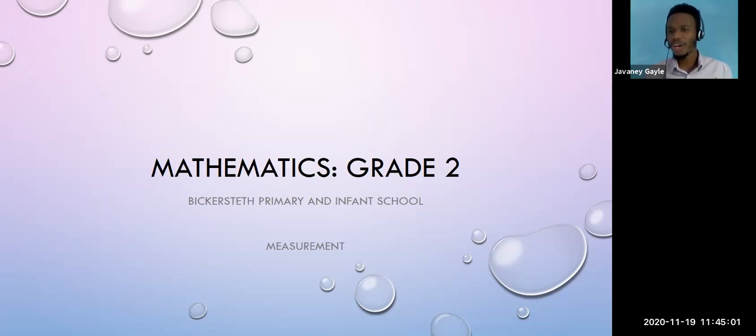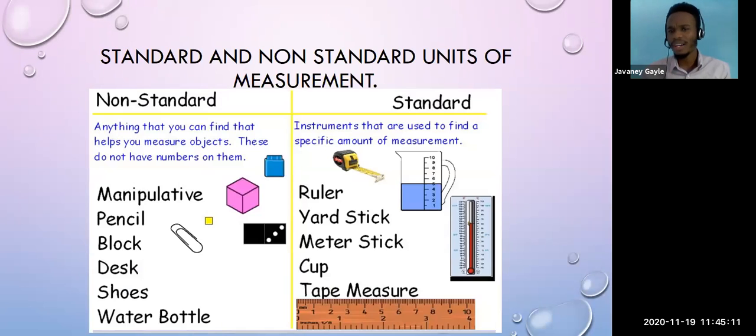So we're continuing on measurement as you would have been doing with your teacher. We'll be looking more at measuring and measuring with our rulers and so on. But just before we go on, just to test if you remember it, because we began talking about standard units of measurement and non-standard units of measurement. Does anybody remember the difference between the two?